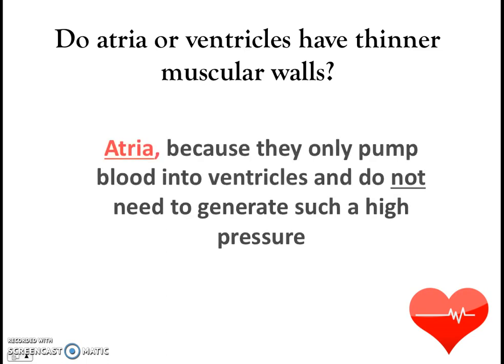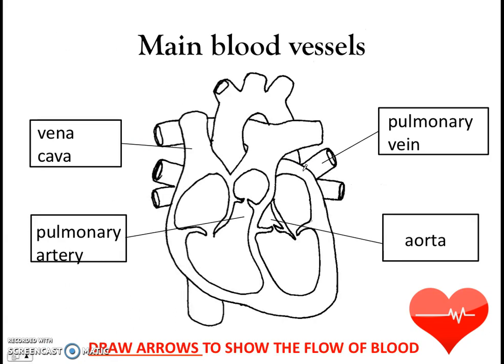Now, it turns out that the atria have thinner muscular walls. That's because they only need to pump blood into the ventricles, and so do not need to generate such a high pressure. What do I mean? If you look at your diagram again, remember that blood from the atrium moves only into the ventricles. So they only need a small amount of pressure to move the blood into the ventricles. However, the ventricles pump blood out of the heart into the lungs and into the rest of the body. So they need to generate a higher pressure, and so the ventricles have a thicker muscular wall.